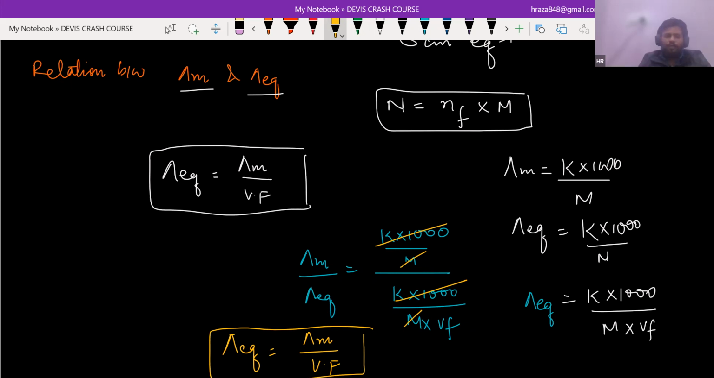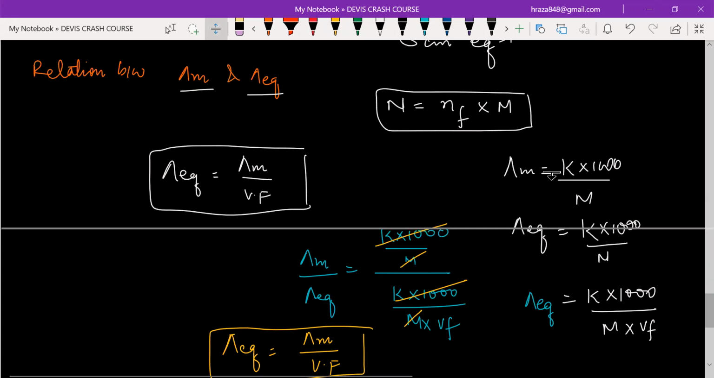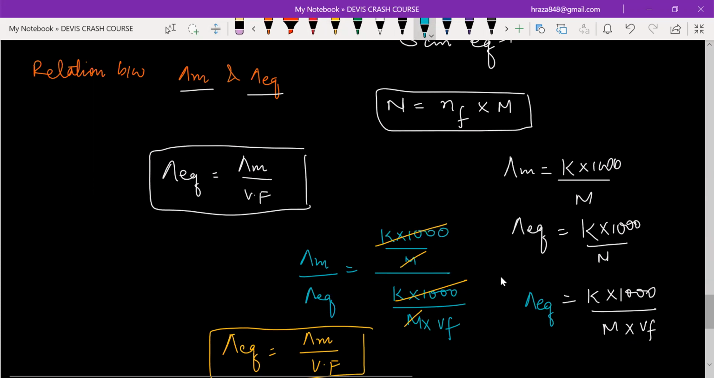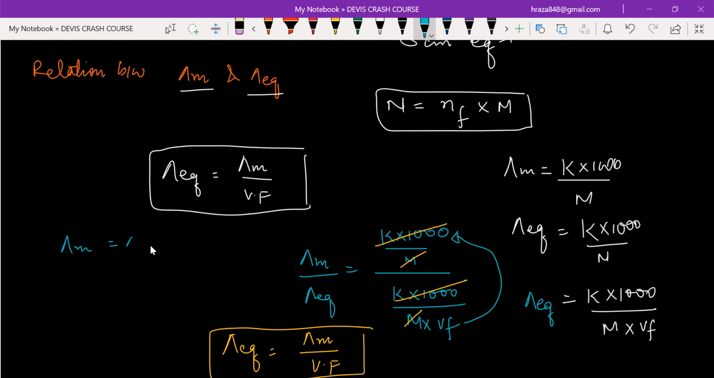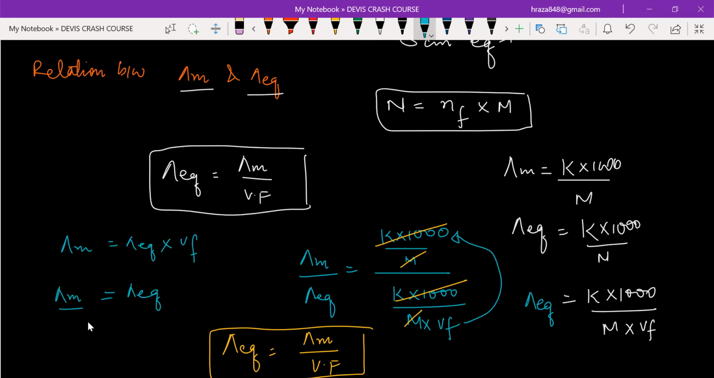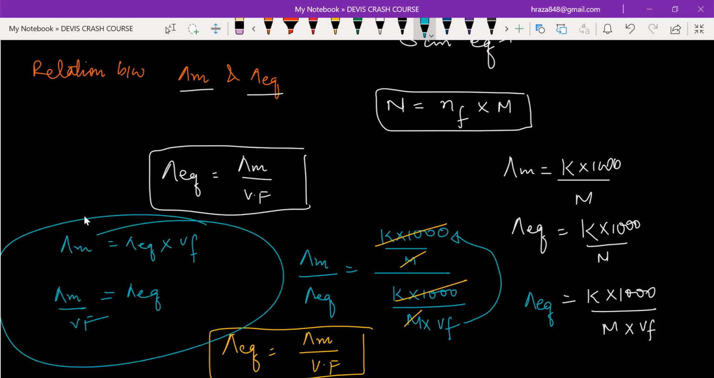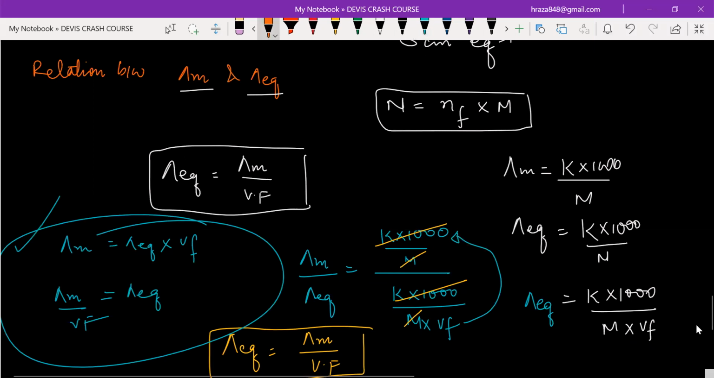Can you change the slide? Wait. Isn't it supposed to be lambda M is equal to lambda EQ by N? It will go upward. Okay. So lambda M is equal to lambda EQ into valence factor. You can see it like this, or you can write it like this, right? Yes. Let me know when to change this. Yeah, done.